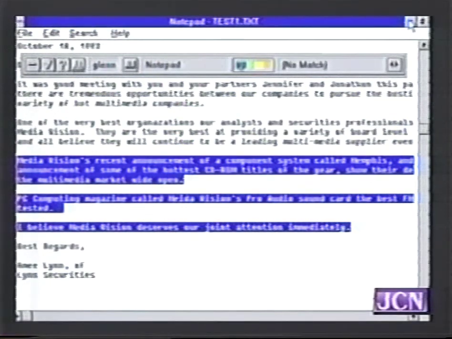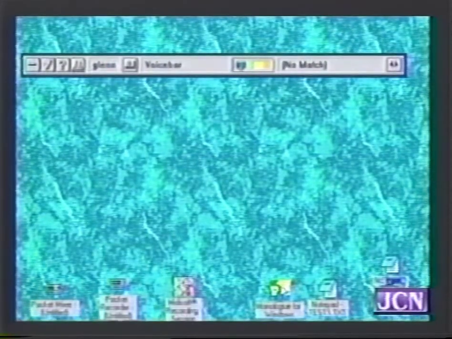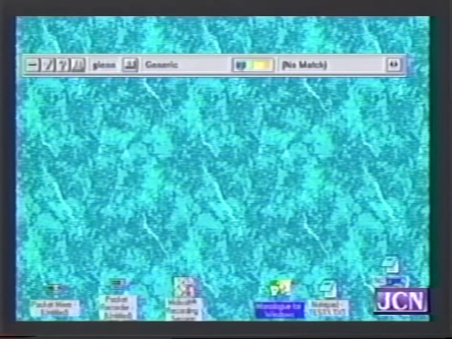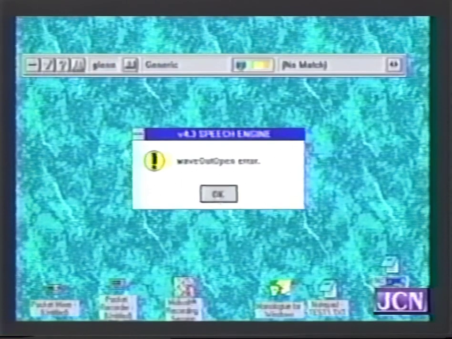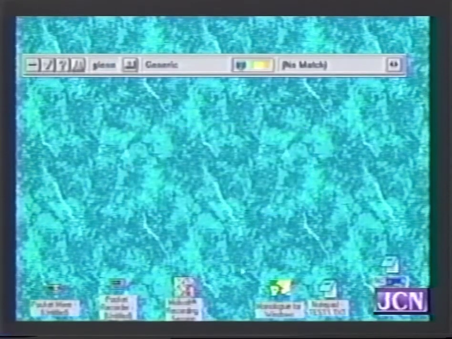Okay. And we'll close this up, and we'll come over here to what's called Monologue for Windows. All right. And we'll press the right button. All right. And we have a wave out open error.